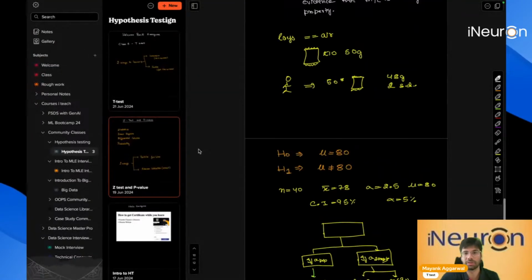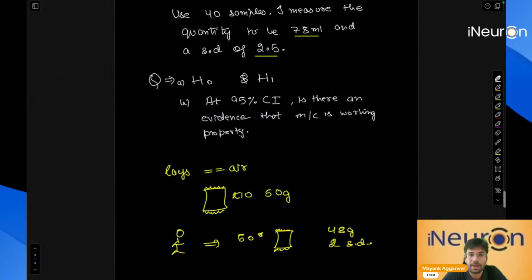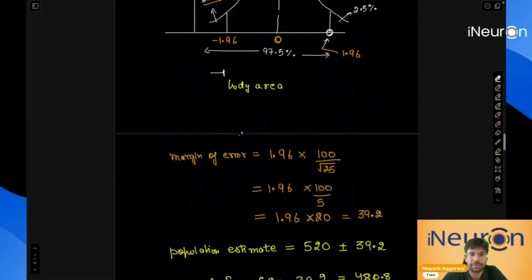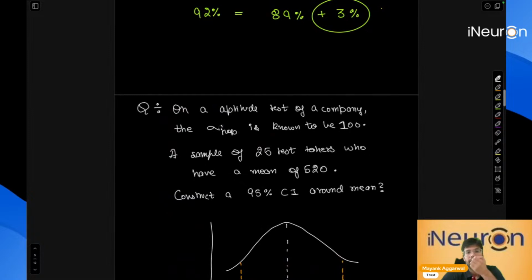Pay attention everyone, the parallel question, what it was. On an aptitude test of a company, the population sigma this time was known to be 100. A sample of 25 test takers have a mean of 520, right? We have to construct a 95% confidence interval around the mean. This time we just know the sample sigma. Now, as I told you, if the population sigma is given, the sample size of 25 test takers doesn't matter. We can just directly apply the Z test.